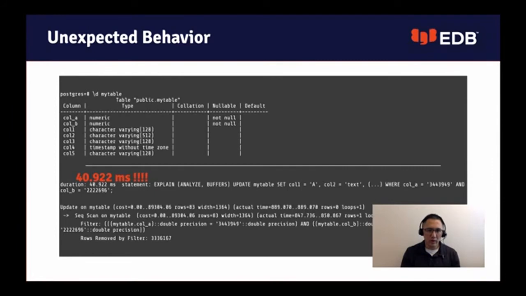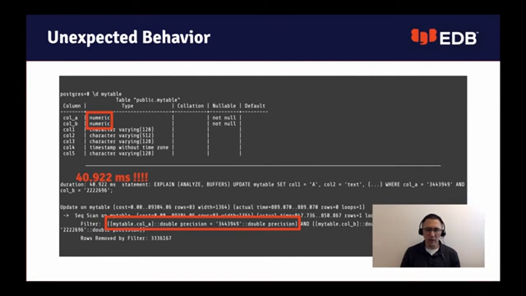Right, we saw 40.922 milliseconds, and what was actually happening was that the update was casting the numeric values into floats, double precisions, right? And that extra operation prevents the use of index scans, and then it just slows everything down.